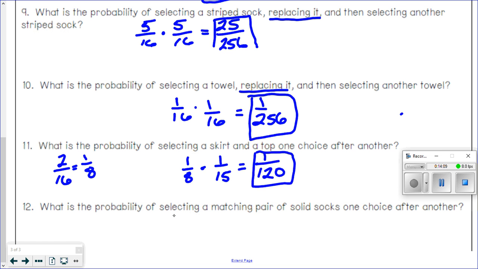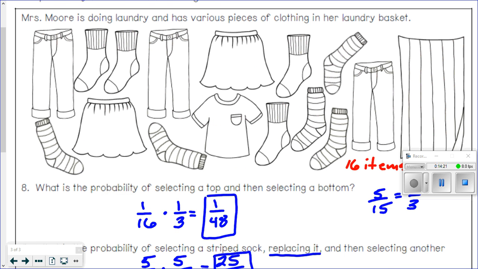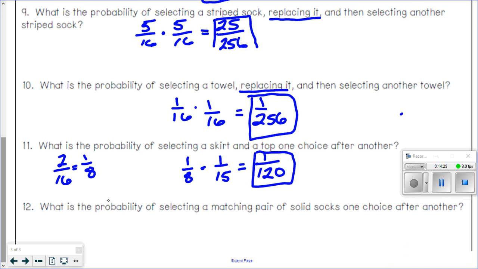What is the probability of selecting a matching pair of solid socks, one choice after another? So a solid sock and then a solid sock. And I'm not replacing, so these are dependent. All right, so let's see, what's the probability of a solid sock? There's 4 solid socks out of 16. So I write this over here because I know I can simplify that to 1/4.